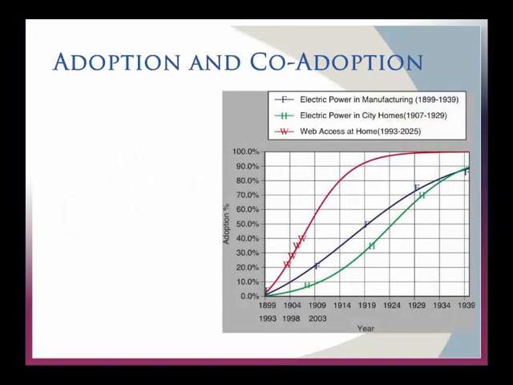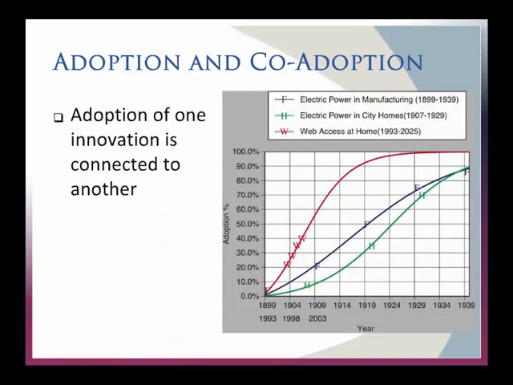Now, one last thing we'll get into here is adoption and co-adoption, where this is the case where adoption of one innovation or one product is actually connected to another. And you remember talking about earlier where we talked about the Wintel dynasty, where Microsoft Windows and Intel microprocessors co-evolved, so that was a case of co-adoption. But there are a lot of cases like this.